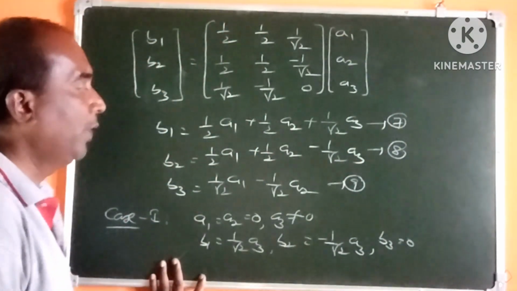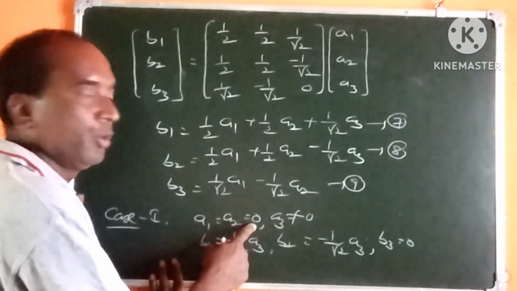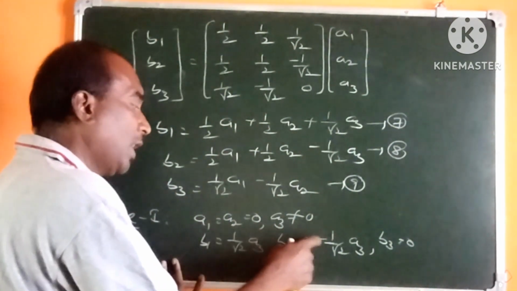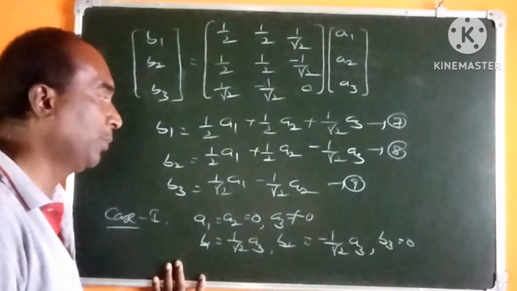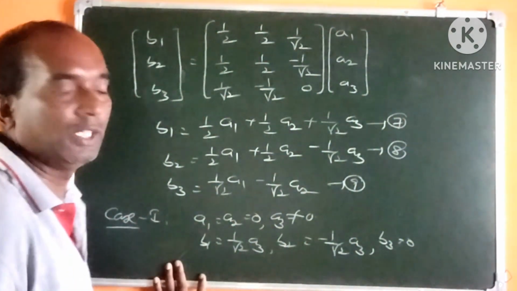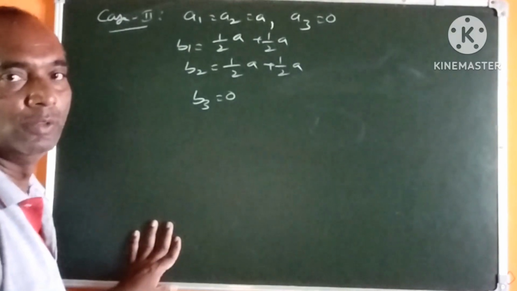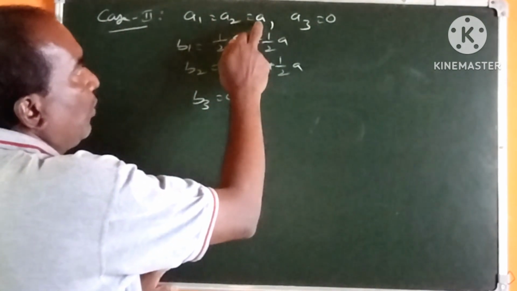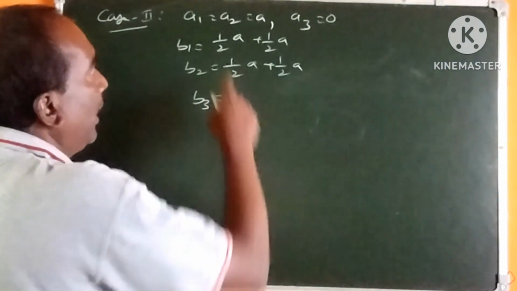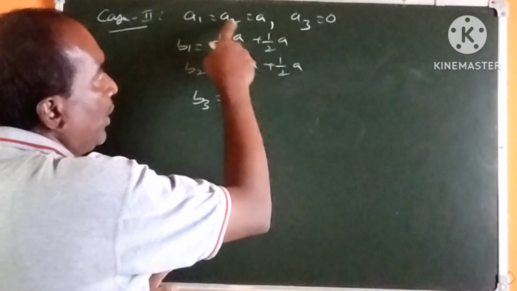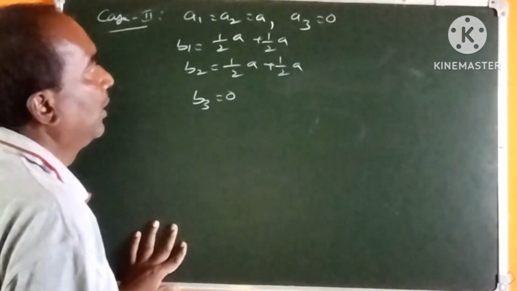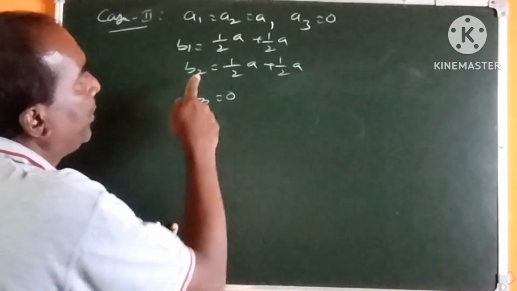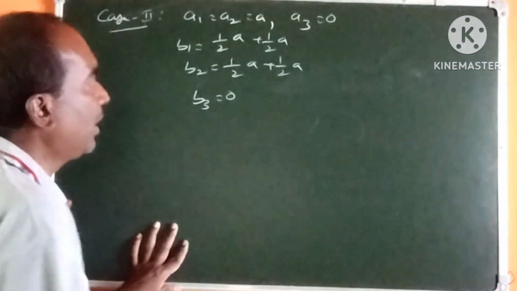That means when the power is fed at port 3 and no power at port 1 and port 2, it splits equally between port 1 and port 2, with equal magnitude of outputs but out of phase, opposite phase, and no output at port 3. Now, let us see the second case. A1 equals A2 equals A and A3 equals 0. That means equal inputs are given to port 1 and port 2, no input at port 3. Then B1 equals 1 by 2 into A plus 1 by 2 into A, B2 equals 1 by 2 into A plus 1 by 2 into A, and B3 equals 0.